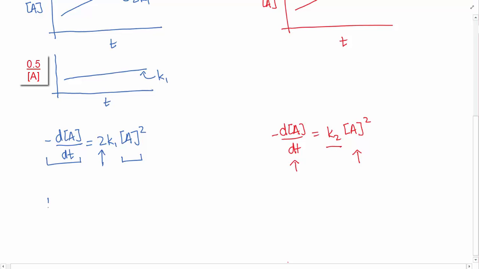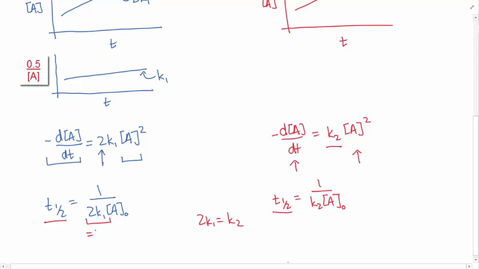Now for half-life, we'd find that t1/2 in this case is given by 1 over 2K1 times the initial concentration of A. This is the full initial concentration of A. And in the second case, we'd have that the half-life is equal to 1 over K2 times the initial concentration of A. Again, the full initial concentration of A. If we recall that 2K1 is equal to K2, we can see that these half-lives are going to be identical because we could replace this 2K1 with K2 and we'd have an identical formula.